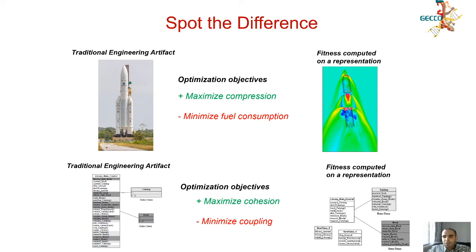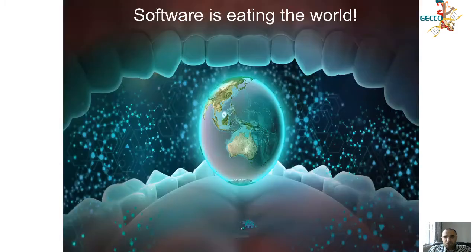For example, to find an optimal design that maximizes cohesion and minimizes coupling, this is possible. So we can modify the code, see what happens after the modification, and then undo our changes. So this is more feasible and more realistic in software engineering.